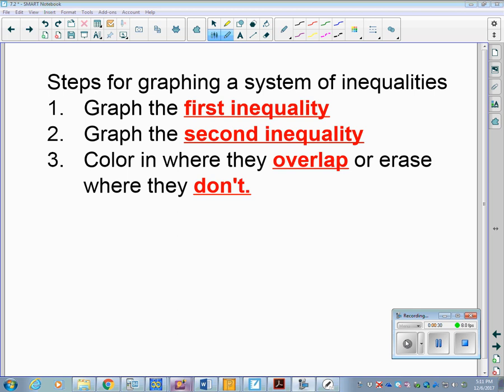Okay, and you want to indicate exactly where the two inequalities overlap, and that is where your solutions lie for your system of inequalities. Now, if they do not overlap, then there are no solutions for your inequalities. So let's take a look at our first example.